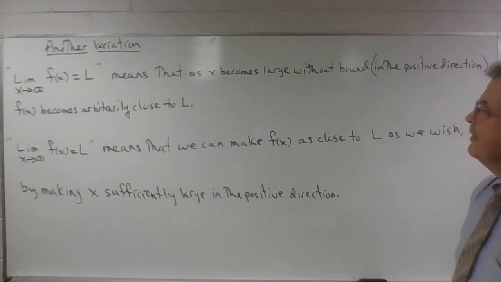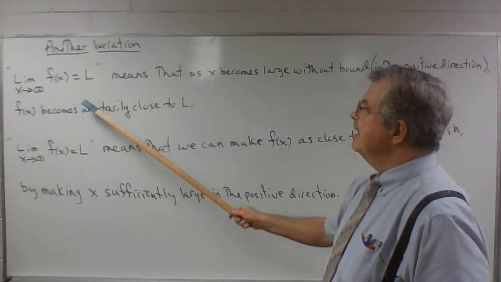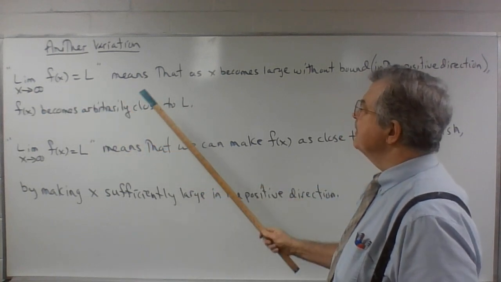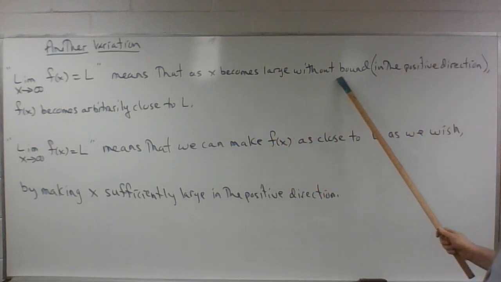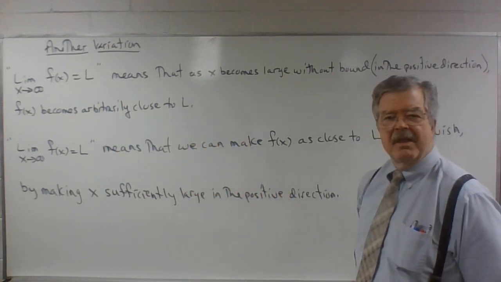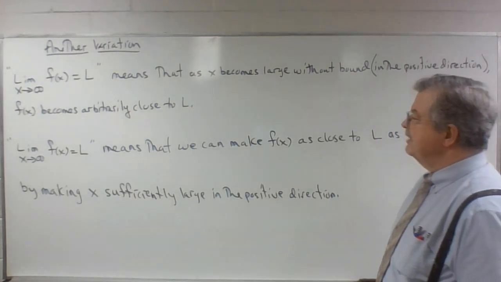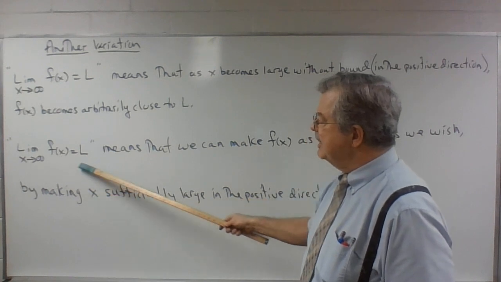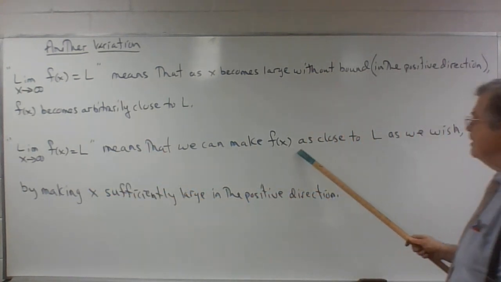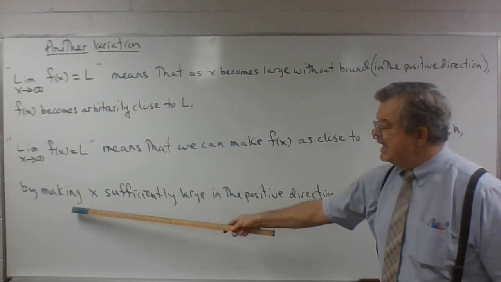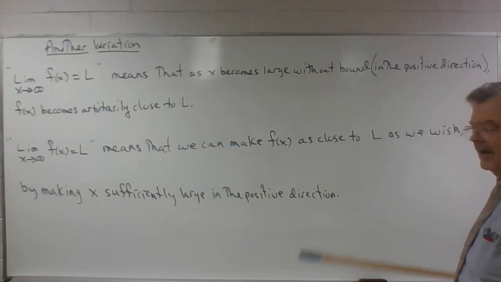Okay, one more variation on the limit theme. The limit as x approaches infinity of f of x equals L means that as x becomes large without bound in the positive direction, f of x becomes arbitrarily close to L. A little bit more precisely, we can say the limit as x approaches infinity of f of x equals L means that we can make f of x as close to L as we wish simply by making x sufficiently large in the positive direction.